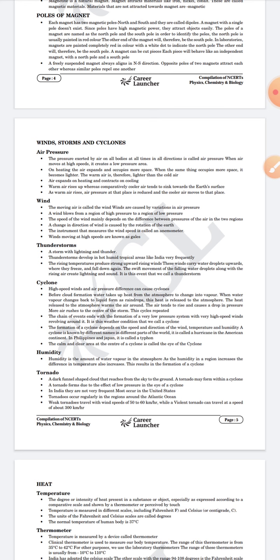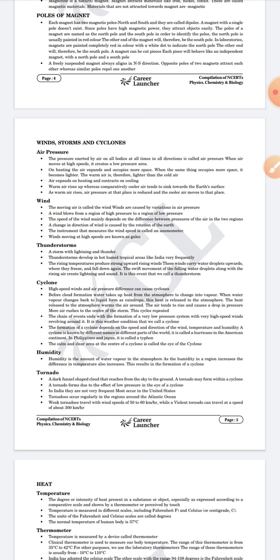Wind. The moving air is called wind. Winds are caused by the variation in air pressure. A wind blows from a region of high pressure to a region of low pressure. The speed of wind mainly depends on the difference between the pressure of air in the two regions. A change in the direction of wind is caused by the rotation of the Earth. The instrument that measures wind speed is called the anemometer. Winds that move at high speed are known as gales.